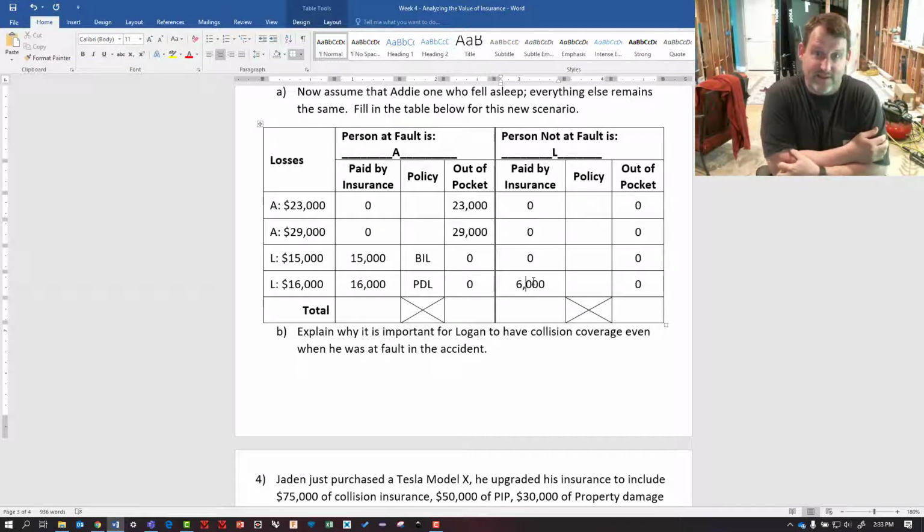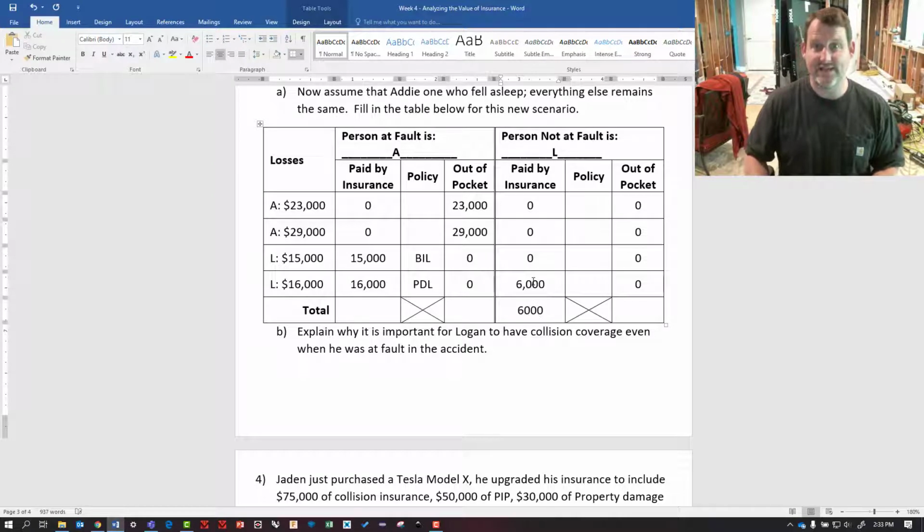If someone doesn't make any money, you can't take money they don't have from them. So his insurance is going to kick in $6,000. His out-of-pocket is now going to be $0. Okay? Otherwise, you can even think of his out-of-pocket as $6,000 because maybe the other person couldn't pay for it. And Addie is left with $52,000 in bills that she's got to come up with for the damaged vehicles.